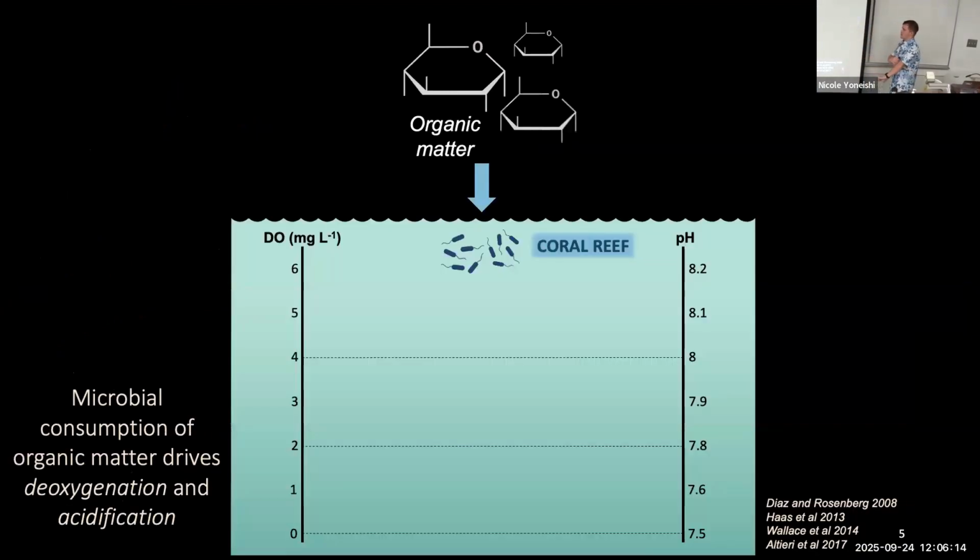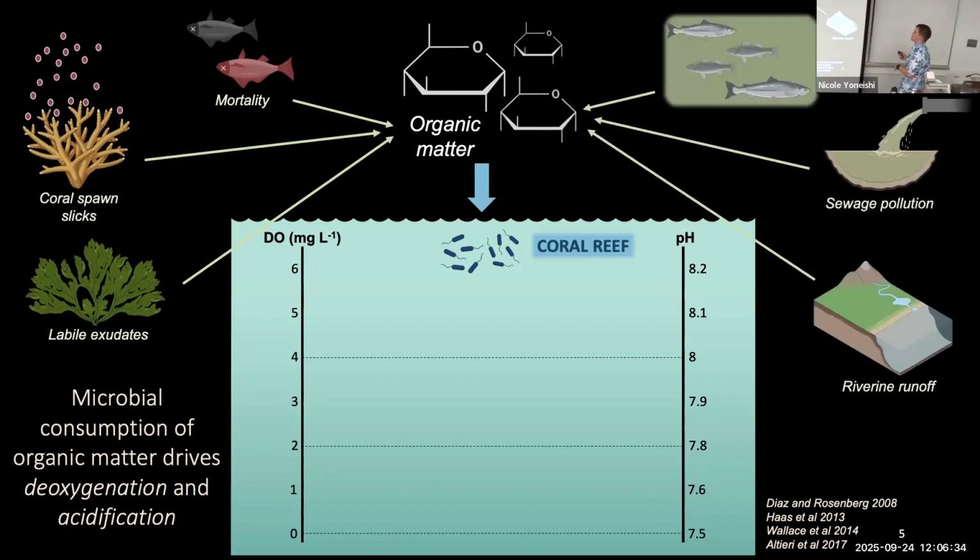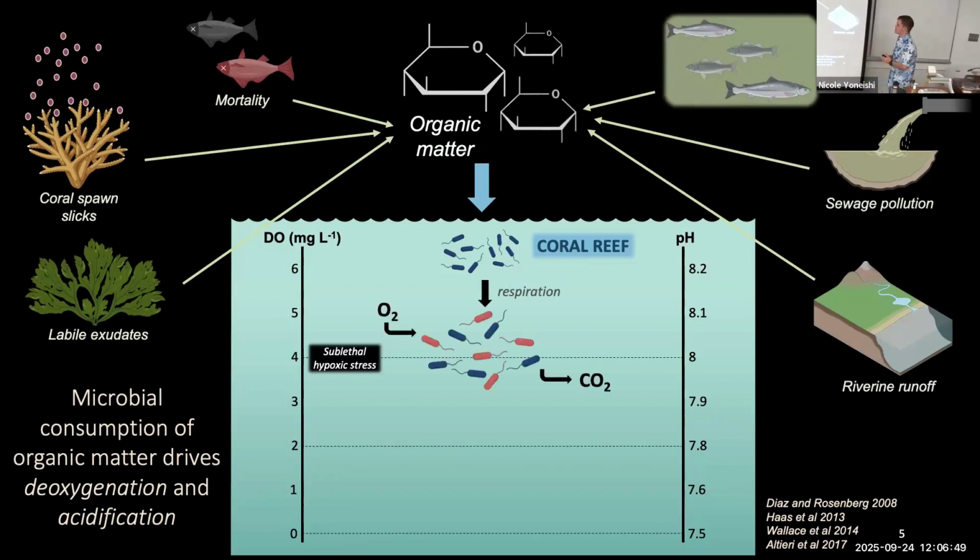So let's continue on that microbe train. We know that microbes consume organic matter, and that this can have really foundational impacts on our ecosystem conditions, right? So organic matter comes in many forms. It comes from natural sources, like whenever something dies, the exudates from algae, the spawn slicks from corals, and then there's also anthropogenic sources of organic matter. We have mariculture effluent, we have sewage pollution, agricultural and riverine runoff. What we know in all cases is that whatever organic matter you add to a coral reef, or to any other ecosystem really, microbes do what they do best, which is to eat.